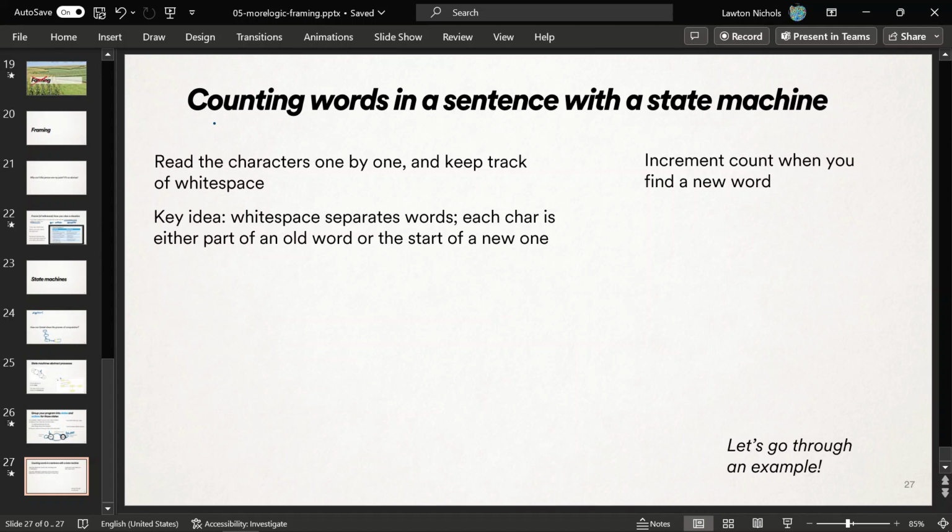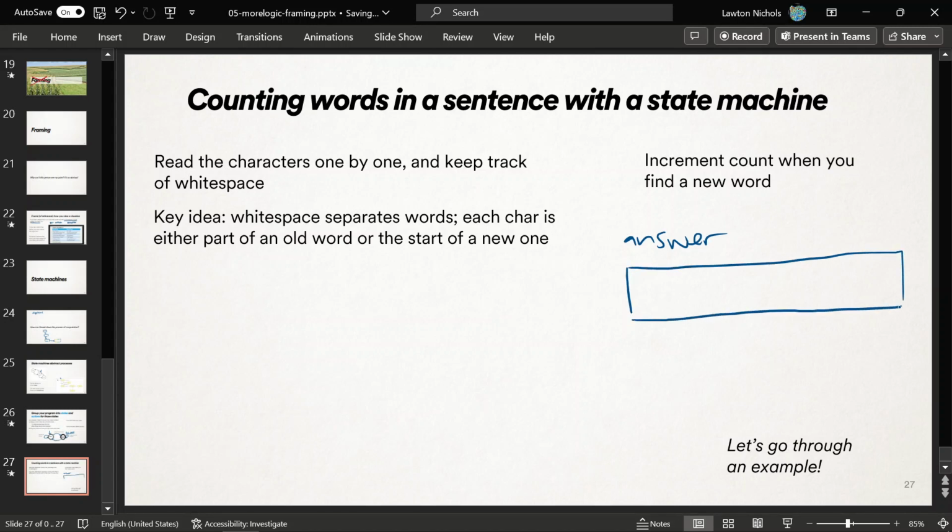All right? So here's an algorithm for counting all the words in a sentence. We're going to use a state machine to do it. Let's say that we asked the user in Scratch to type in a sentence that we want to count all the words in. So in our answer variable, we get a big long sentence. And we want to give back how many words were in that sentence.